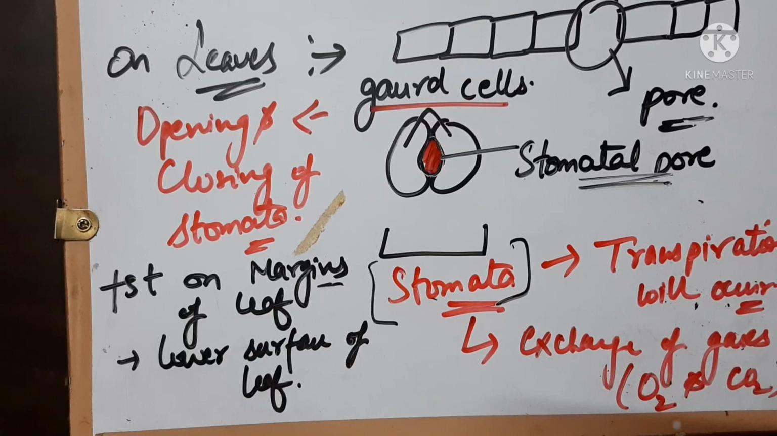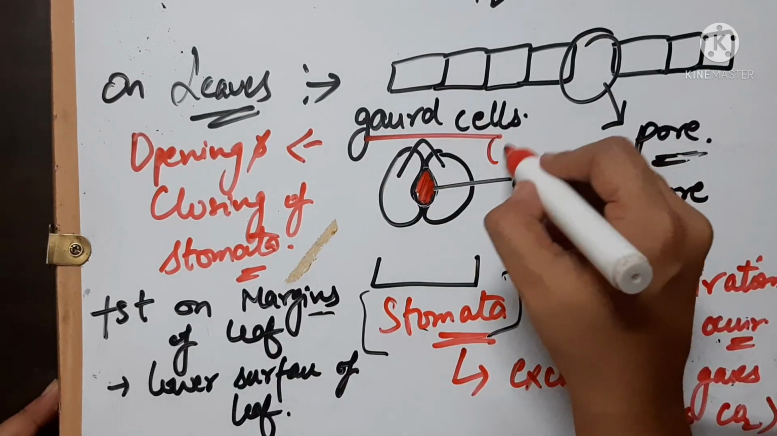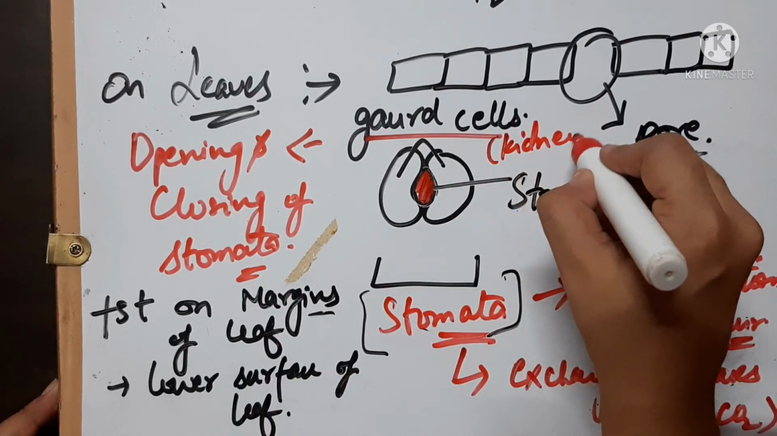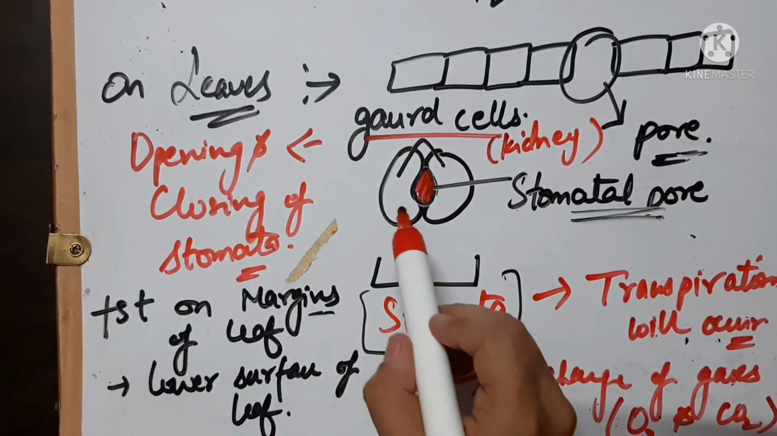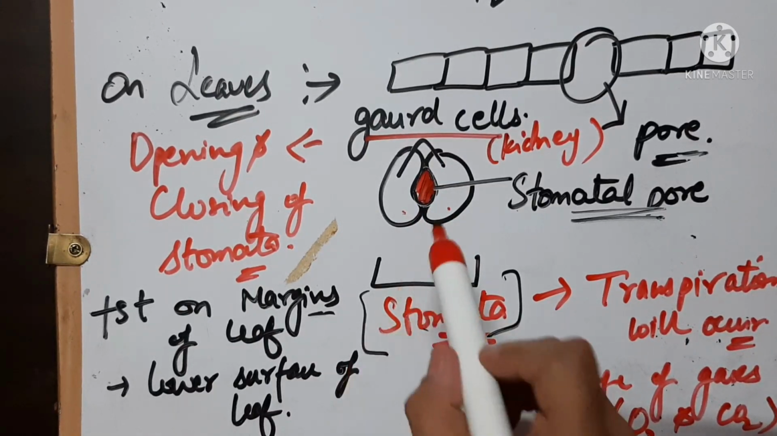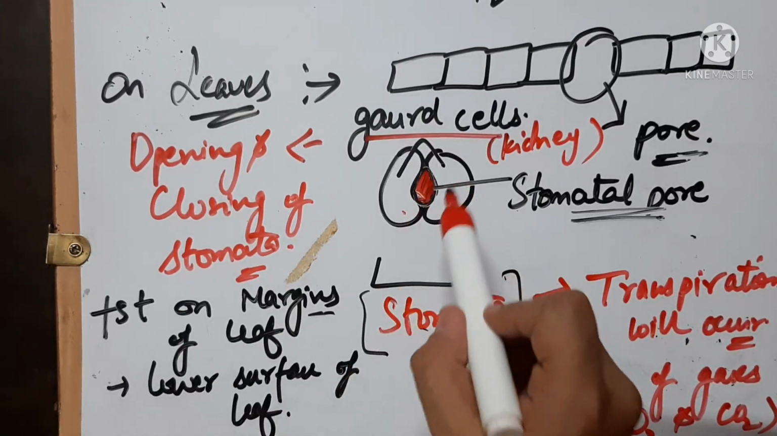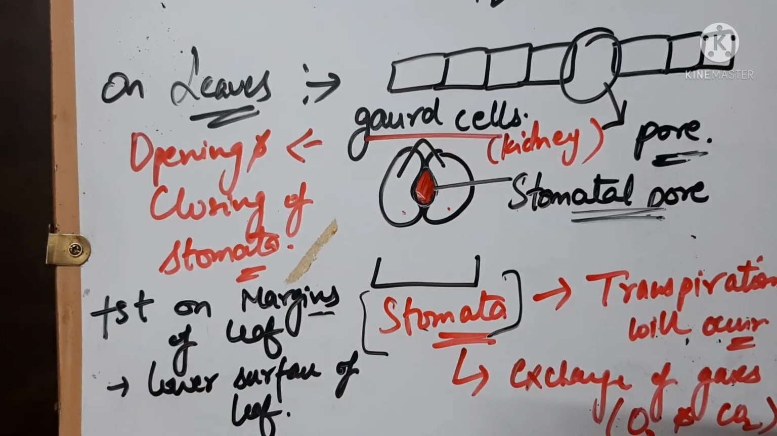The stomata is guarded by two guard cells. These guard cells, here you can also see in the diagram, are kidney shaped. These two kidney shaped guard cells enclose the stomatal pore, and this complete apparatus is called the stomata.